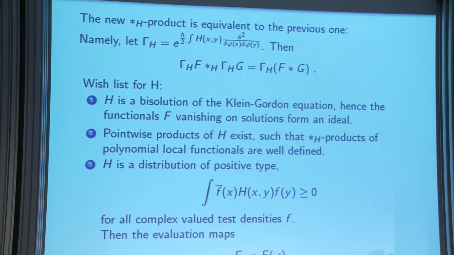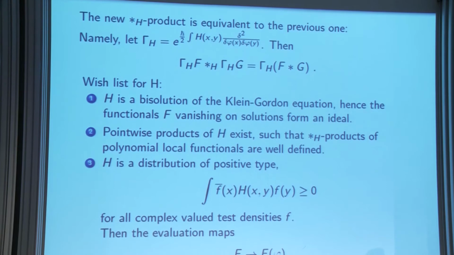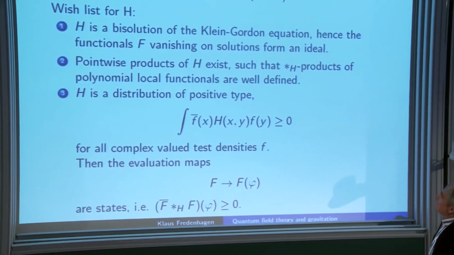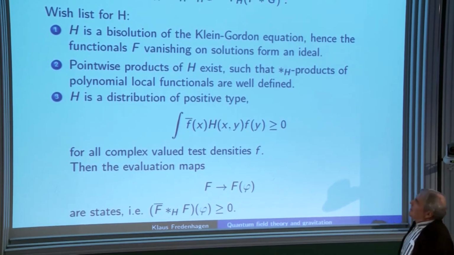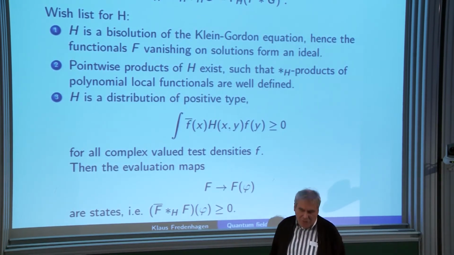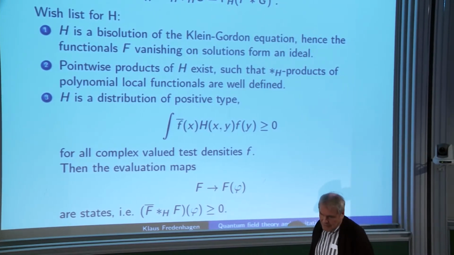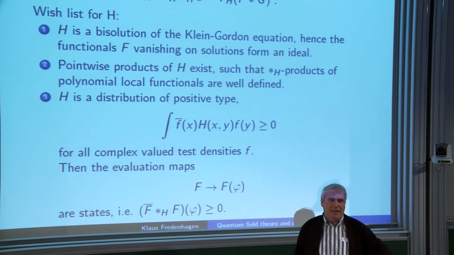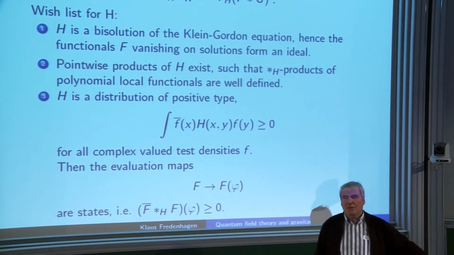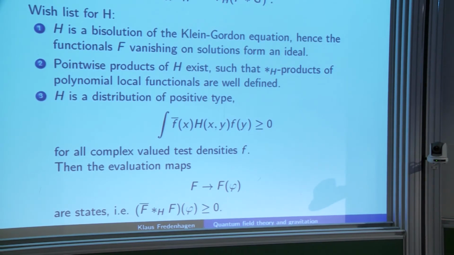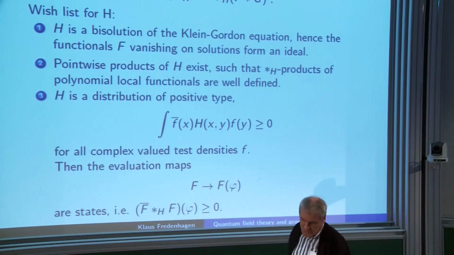But we would like to find a distribution H such that we can extend the star product to more singular functionals. So we have a certain wish list for this function H. We require that it's a bisolution of the Klein-Gordon equation. This is just nice because then the functionals F which vanish on solutions form an ideal with respect to this product, as in the classical theory. This is very nice because at the end we would like to go to the on-shell formalism where we divide out the ideal of functions vanishing on solutions. Then, in order to have a well-defined product also for local functionals, we want that pointwise products of these distributions exist.